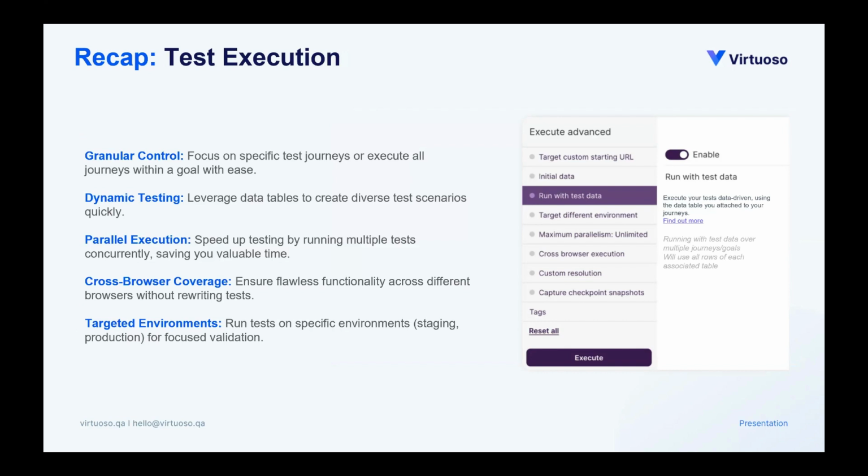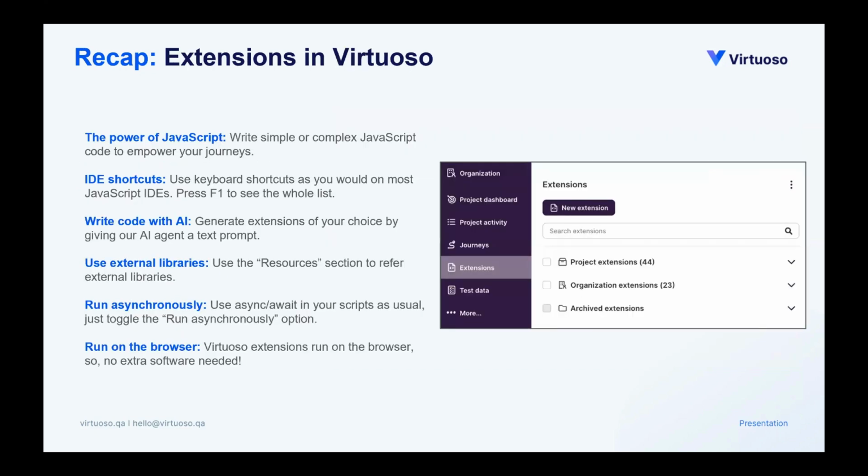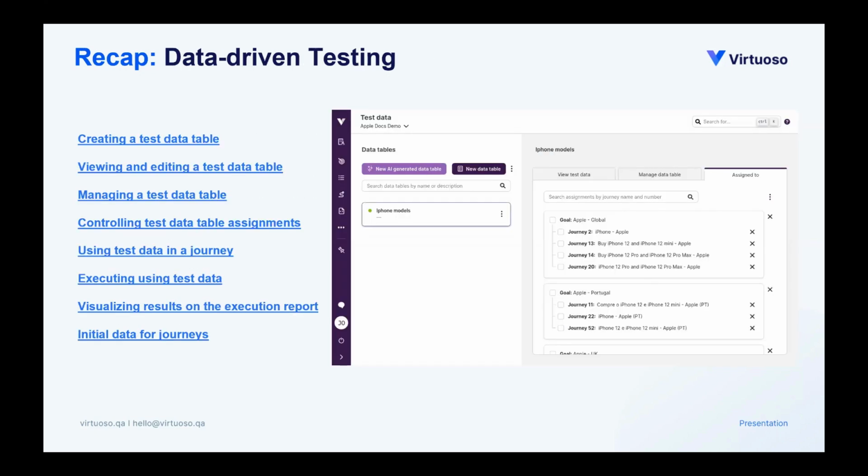Then next is data-driven testing, which allows the users to build and execute data-driven tests by automating a single journey and executing it with multiple sets of data by providing the test data in a test data table section in Virtuoso. And again, as you can see on the screen, we can also use the AI data generator in order to create the test data.